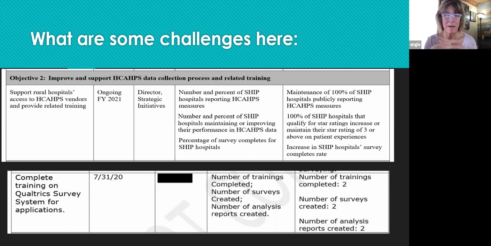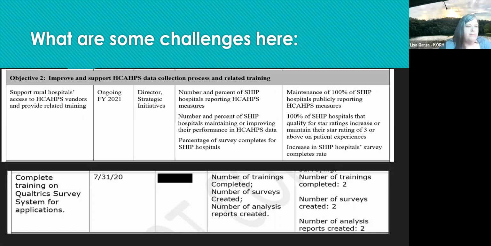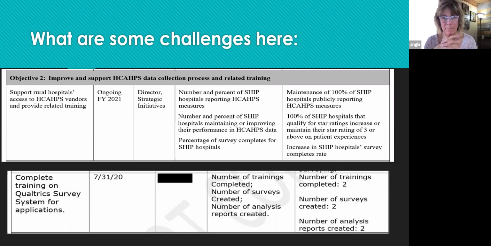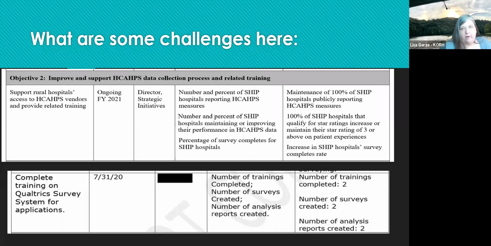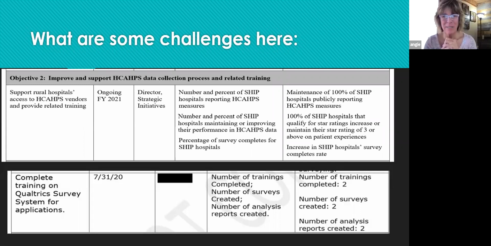Okay, silence. I'll call on you if you don't give me something. Well, the increase in SHIP hospital survey complete rate does not have a quantitative goal. Thank you. Yes.